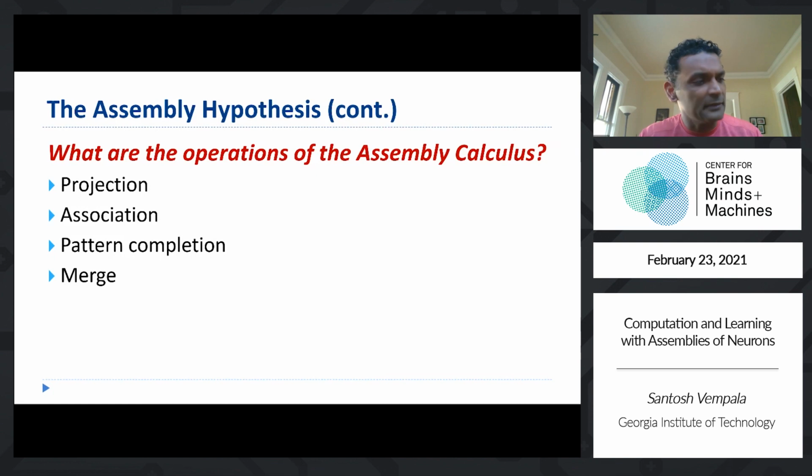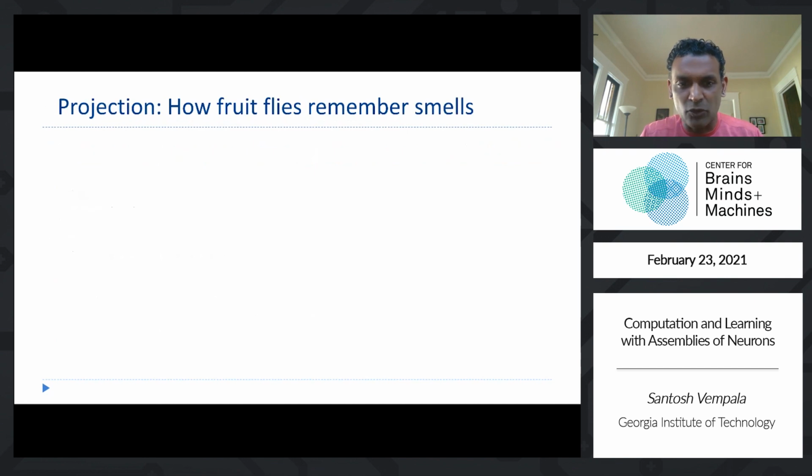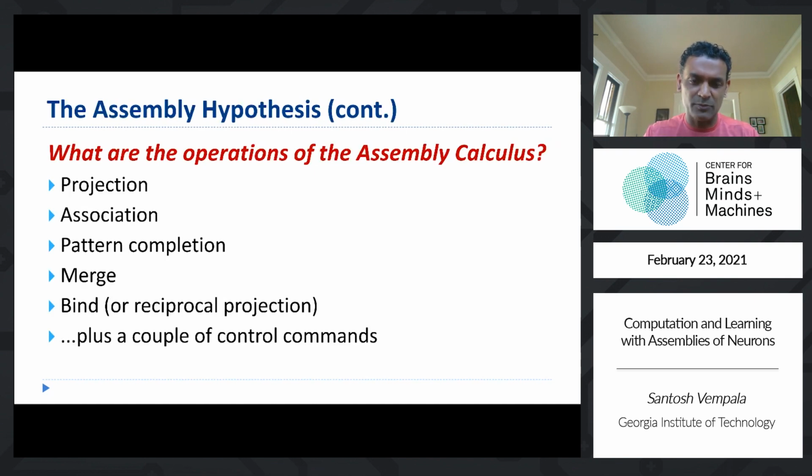Merge. This is the most complicated operation that we've managed to implement in the assembly calculus, and seems to be quite useful for language. I'll describe it later. And then reciprocal projection, where an assembly copies itself to another area, but the new copy also has a link back, so they have this tight connection with each other. And a couple of control commands. By control commands, I mean this inhibit and connections from one area to another, or disinhibit.